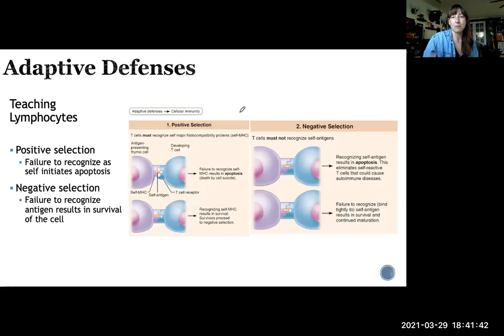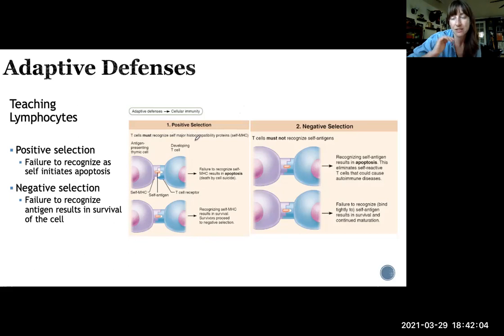It's really trippy. And believe it or not, a very, very small percentage of lymphocytes survive this selection process. So it is very, very selective, because this is extremely important. Your lymphocytes need to be able to, one, recognize self. They have to be able to recognize the MHCs.